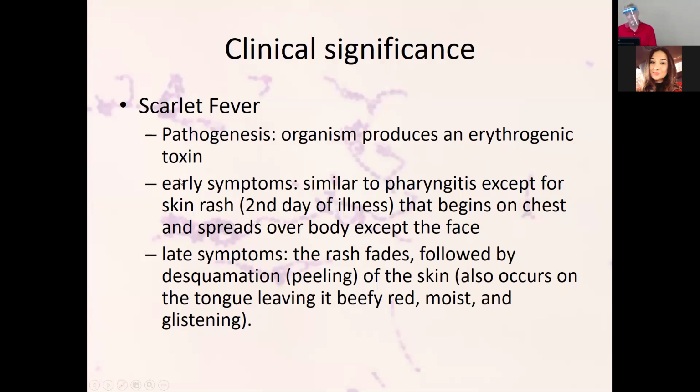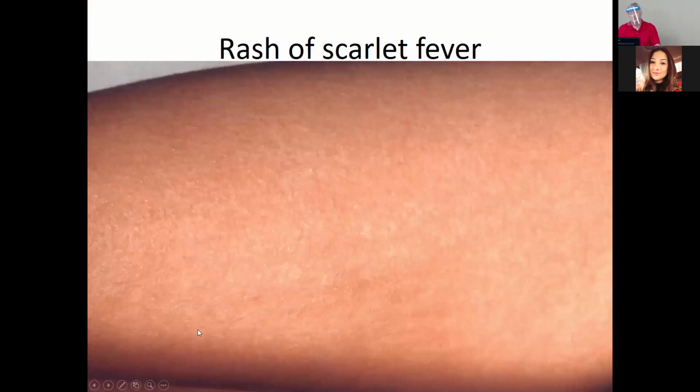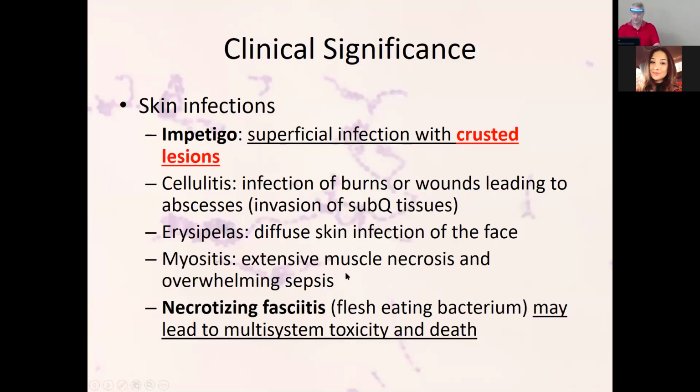Scarlet fever produces an erythrogenic toxin. Early symptoms are the sore throat and skin rash. Skin rash is a good indicator you've got a strep infection. It begins on the chest, so usually the doctor pulls the shirt up and looks at their belly and looks around for any red rashes to help indicate that they do have a strep infection. Once the rash fades, we get the peeling of the skin. You know, even the tongue can be beefy red, moist, and glistening. The rash, that's kind of hard to see, but there's a better one coming up.